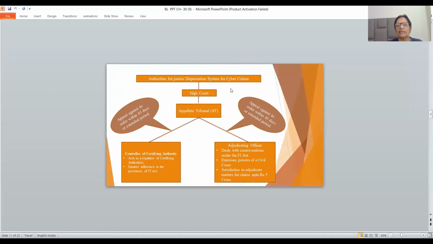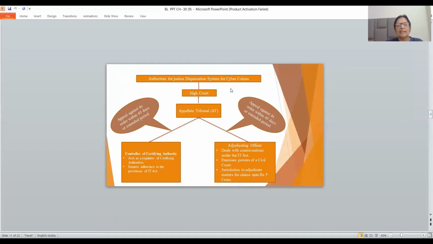Adjudicating officer always deals with the contraventions made under the IT Act. If anybody has contravened the provisions, who will decide that the provisions have been contravened? For that, an officer is appointed by the central government. That officer is known as adjudicating officer or AO. He will exercise the powers provided to a civil court, or his jurisdiction has been laid down. He will be dealing with the matters for claims up to ₹5 crore. So his jurisdiction is up to ₹5 crore.